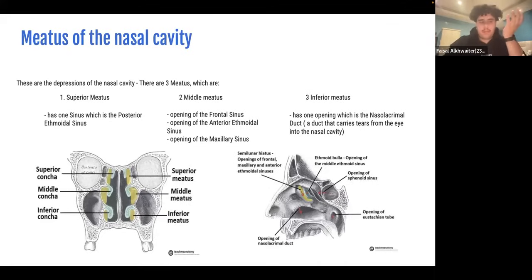So the superior meatus only opens to one sinus, which is the posterior ethmoidal sinus. The middle meatus opens to almost everything: the frontal sinus, the opening of the anterior ethmoidal sinus, and the maxillary sinus. And the inferior one is very, very critical. It opens to something called the nasolacrimal duct. This is the duct which carries the tears when you cry, when you're cutting your favorite onions. That's how you cry. The nasolacrimal duct moves the tears up to your eyes.